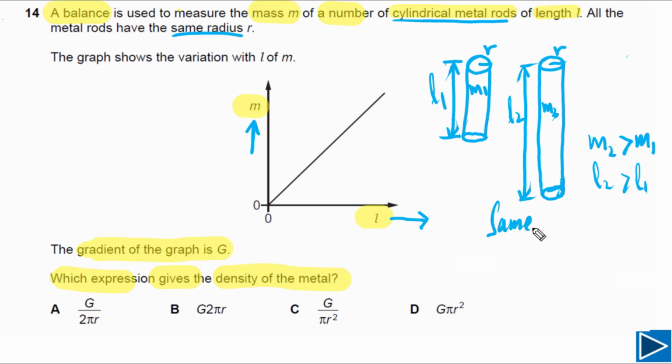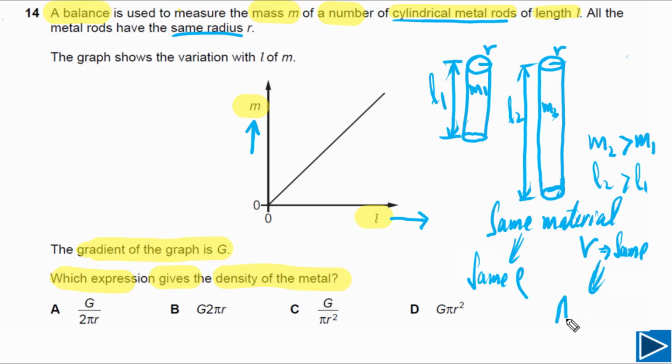So let me write down here. As they are made of the same material, it simply means that they have the same density. The density is the same, and the radius is the same. So what does it mean if the radius is the same? It also means that the cross-sectional area of each rod is also the same.